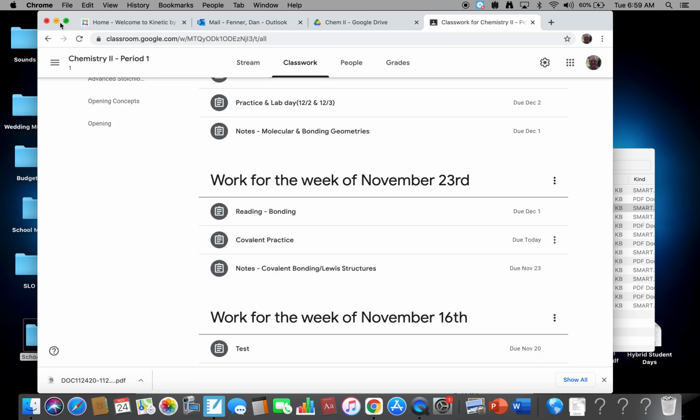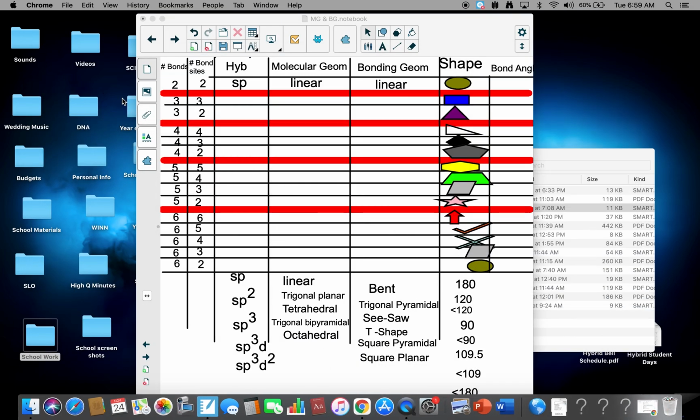Awesome. Now, as far as a bond angle, because it's straight across, it's 180 degrees. There we go. Let's do the next one. 3 bond sites, 3 bonds. So that would be 1s and 2p.